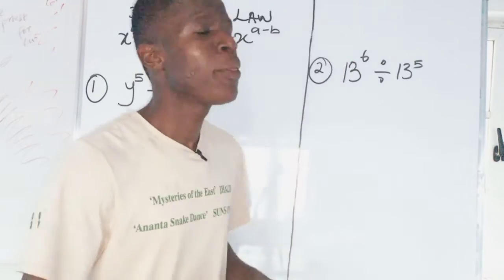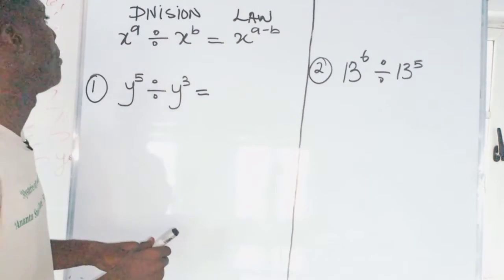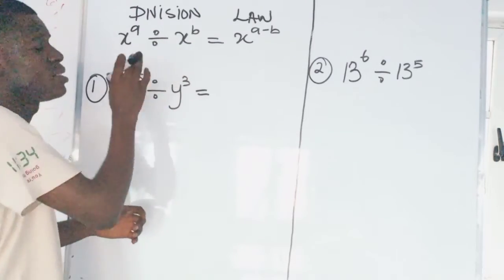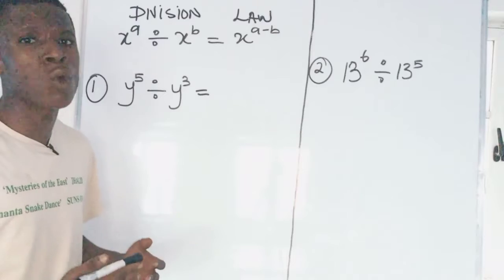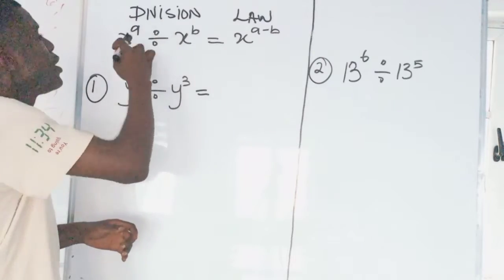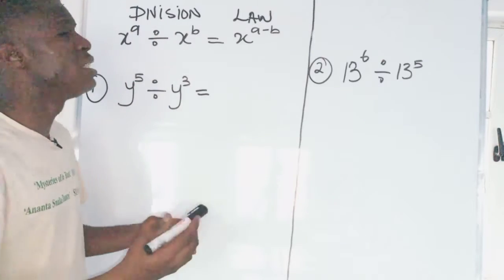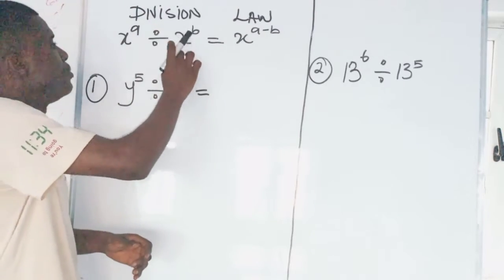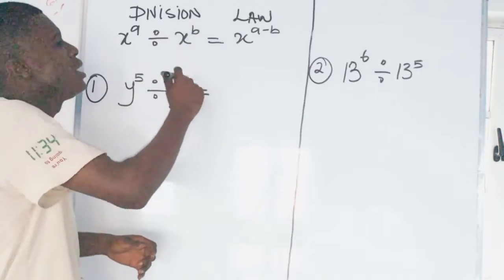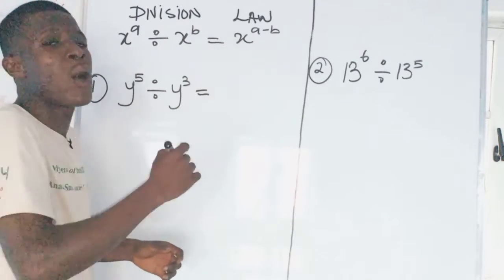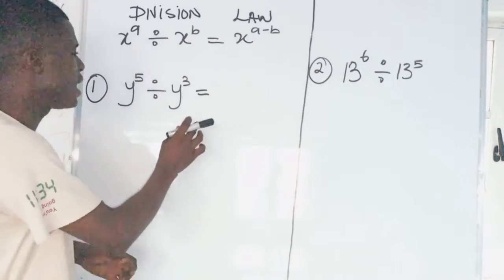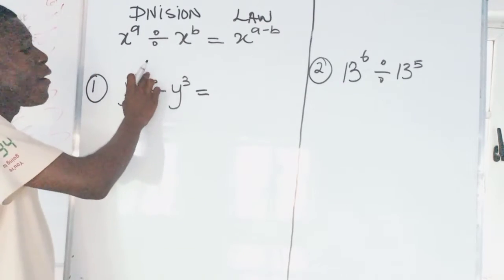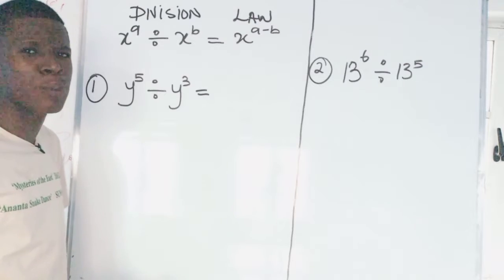For example, if we have two equal bases raised to certain powers, the division law says that if I have x raised to power a divided by x raised to power b, this is equal to x raised to power a minus b. Let's practicalize this here. For example, I have y raised to power 5 divided by y raised to power 3.